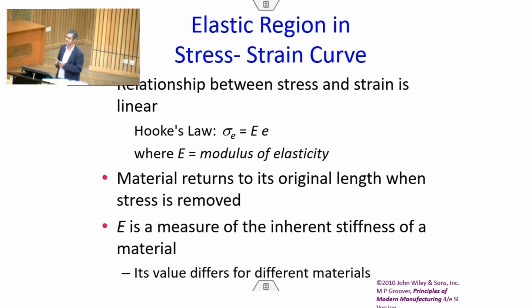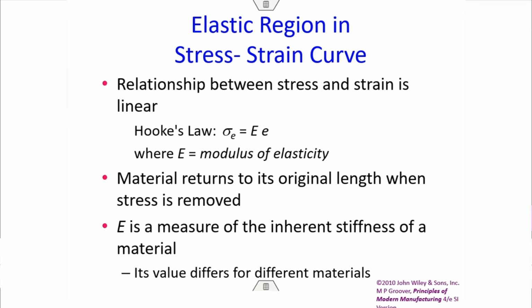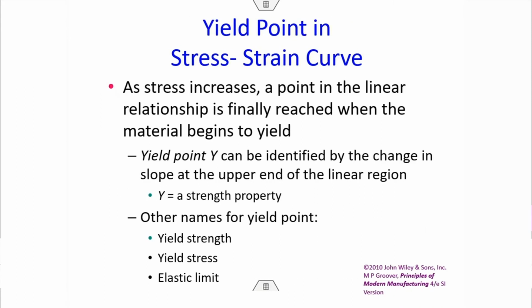E is the measure of inherent stiffness of the material, and it is an intrinsic property that depends on the bond strength of the atoms in the material. Its value differs for different materials because of the bonding nature. Well, then we talked about the yield point in the stress strain curve.